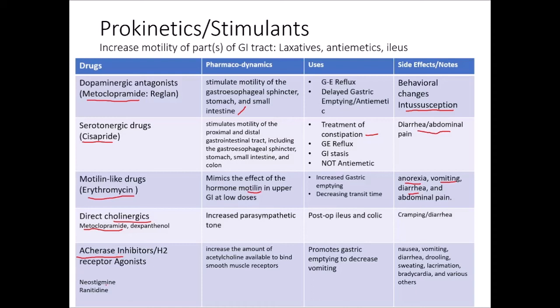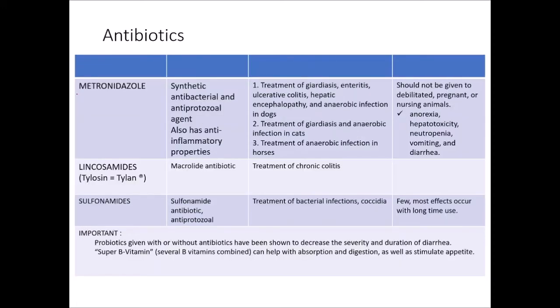It should not be given to debilitated, pregnant, or nursing animals. It can cause anorexia, hepatotoxicity, neutropenia, vomiting, and diarrhea. I've actually even seen a dog with a predisposition to seizures have a seizure disorder flare with this as well. So metronidazole is actually one of my go-tos for GI disease with diarrhea.